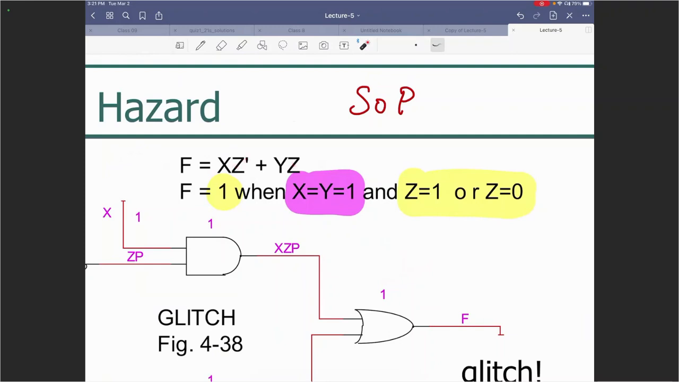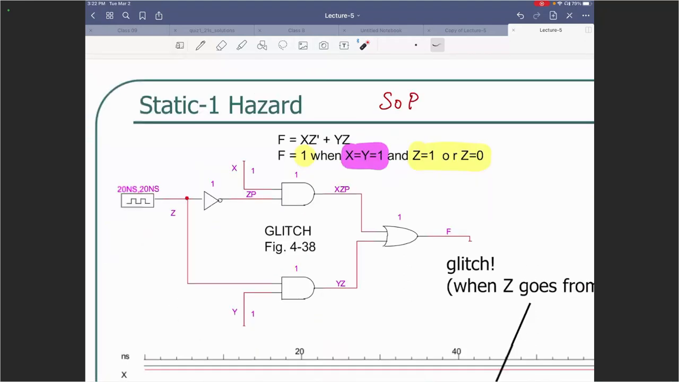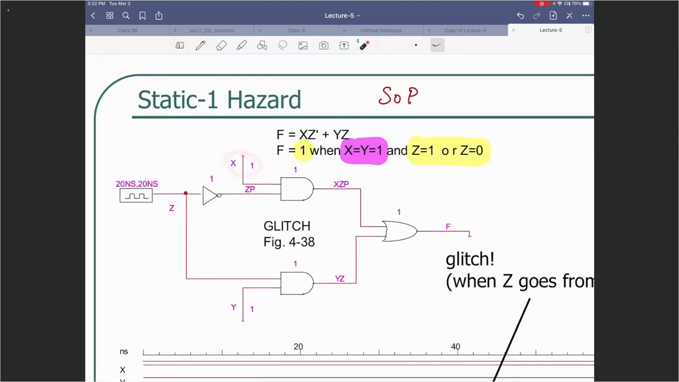No matter what Z is, Z complement or Z will be a 1. 1 ANDed with the other 1 is bound to give you a 1. So that's the condition, right? We have made sure that happens. X is a 1 here, we have forced it. Y is a 1 here, we have forced it. So we have taken care of this situation here. Let me highlight that in pink. Taken care of that.